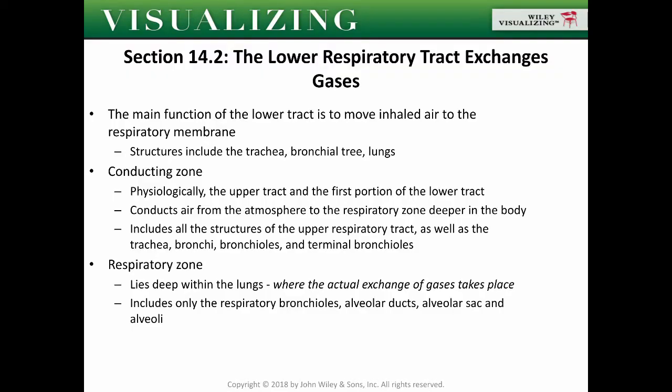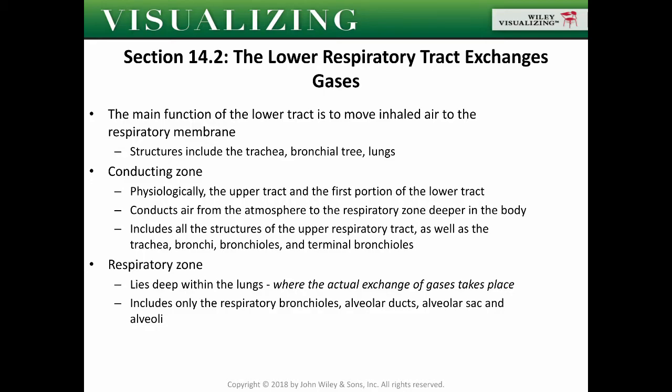In this part, let's move on to the lower respiratory tract and the exchange of gases. If the upper respiratory tract is involved with filtering, moistening, and humidifying the air, the lower respiratory tract's main function is to move the inhaled air to the respiratory membrane. And of course, this is where the exchange of gases occurs. The structures here include the trachea, the bronchial tree, and the lungs.